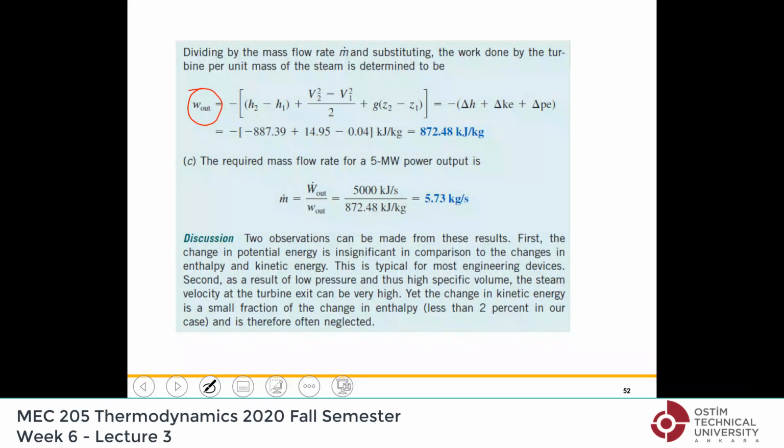We get 872.48. This is work output per unit mass. We know the total. We know the per unit mass, okay? Since power W is mass flow rate times work per unit mass, mass flow rate is the ratio of the two. It becomes 5.73 kilograms per second, okay? Now, any questions here?